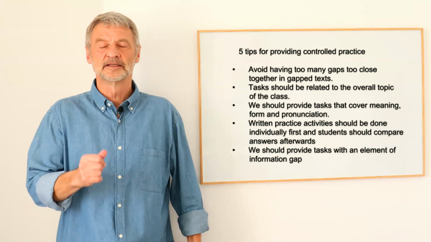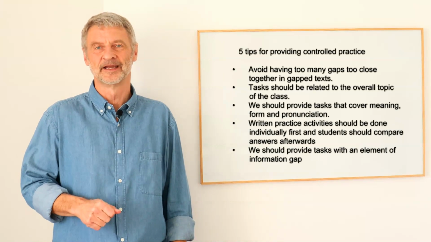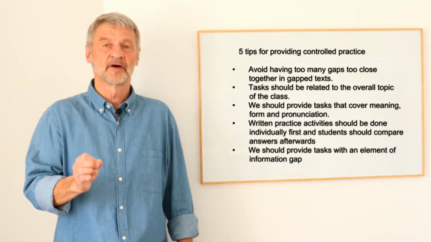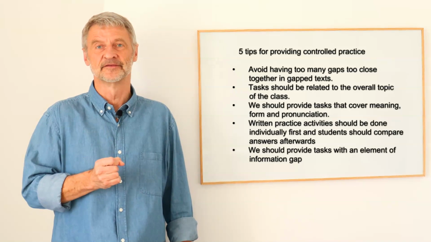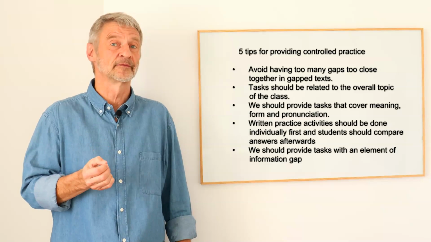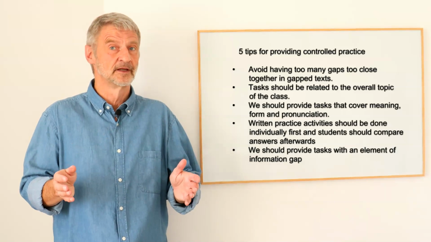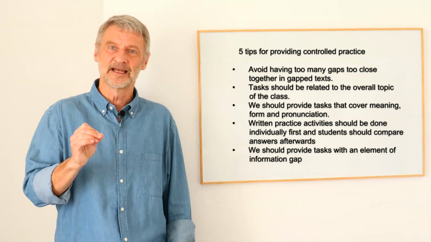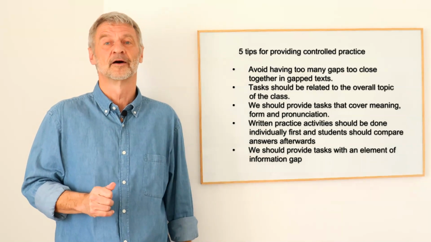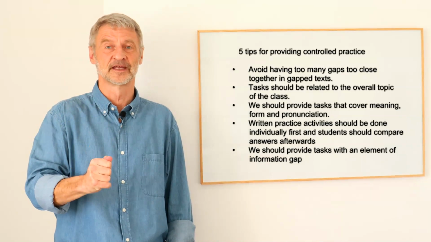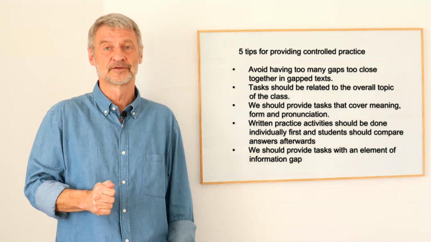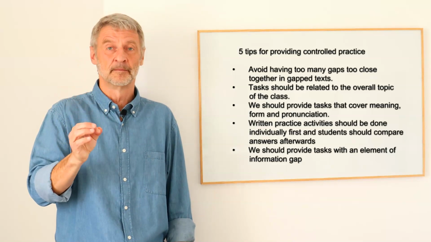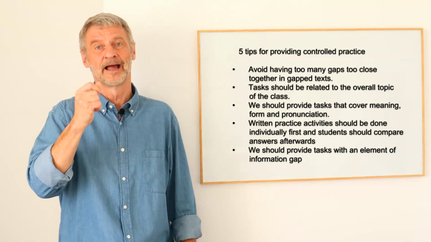To finish off, let's have a look at 5 tips for providing control practice. First of all, when you provide control practice through a gap fill activity, try not to have more than 1 gap for every 7 words. If you have more gaps, the sentence will lose coherence and will be quite impossible for students to do. Secondly, try to stick to the topic of the lesson, of the clarification stage, so that it's easy for students to follow the thinking process. Thirdly, remember to provide practice in meaning, form, and pronunciation.